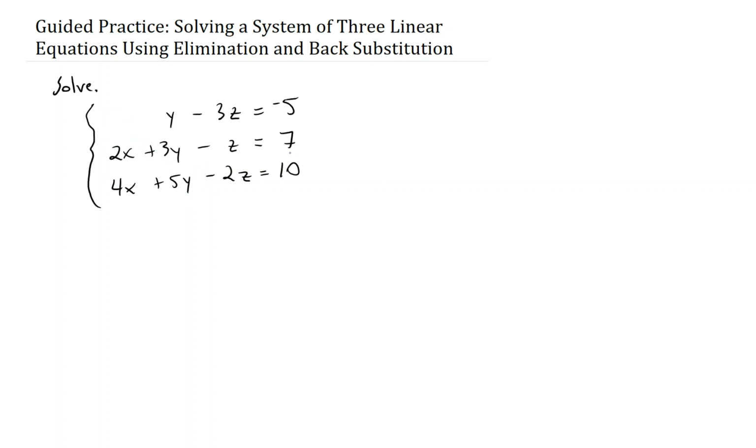So what I would do is move this equation to the third row. So let's rewrite our system. And like I said, this is tedious, but necessary. So maybe move the second row up to the first. So 2x plus 3y minus z equals 7. Then 4x plus 5y minus 2z equals 10. And then y minus 3z equals negative 5.